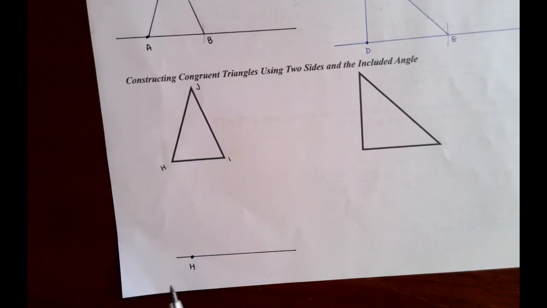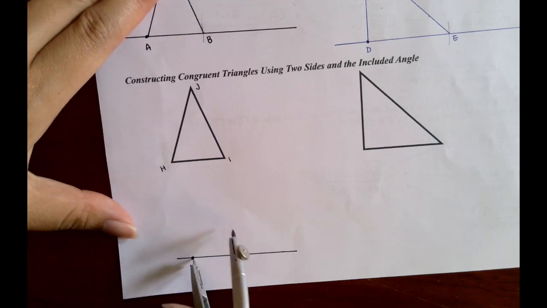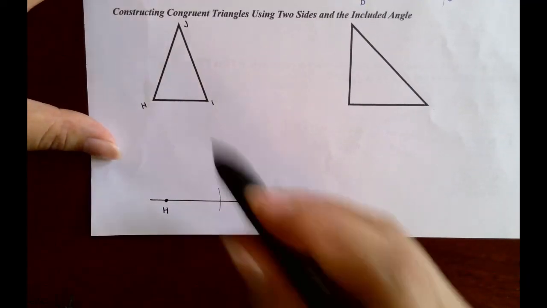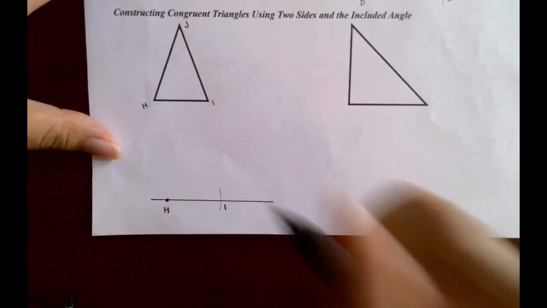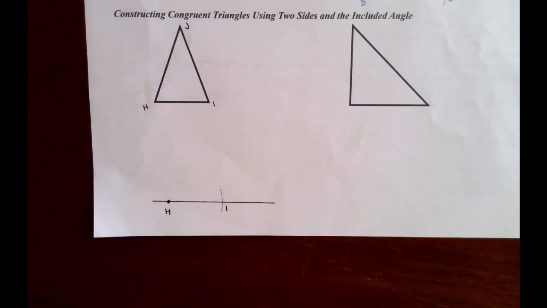Then from my new H, I'm going to make a mark. This is I. Then we're going to use this angle. So I'm going to copy angle H. I could also copy angle I, but since I already have a marker here, I'm going to try to reduce the amount of markings.